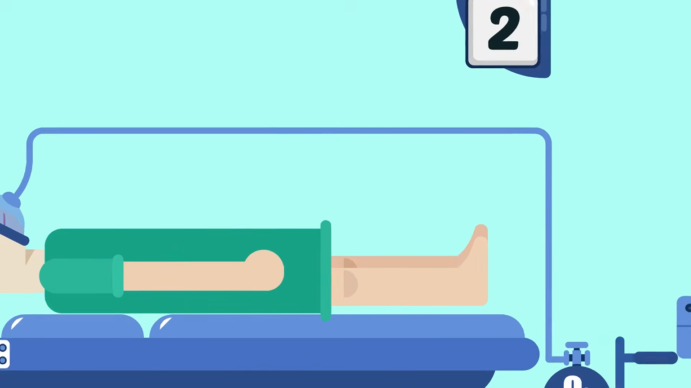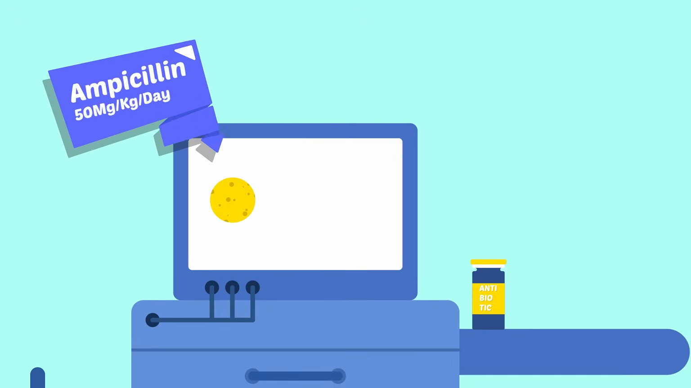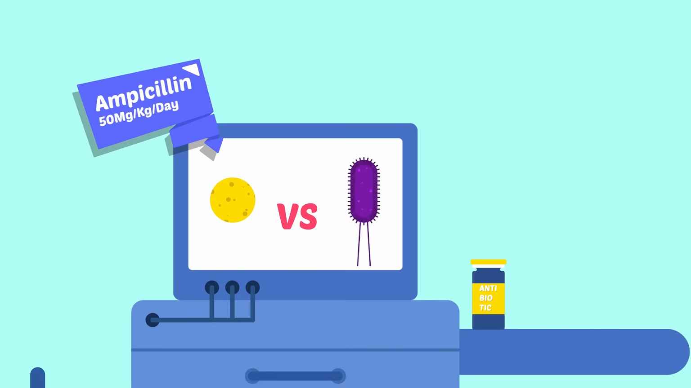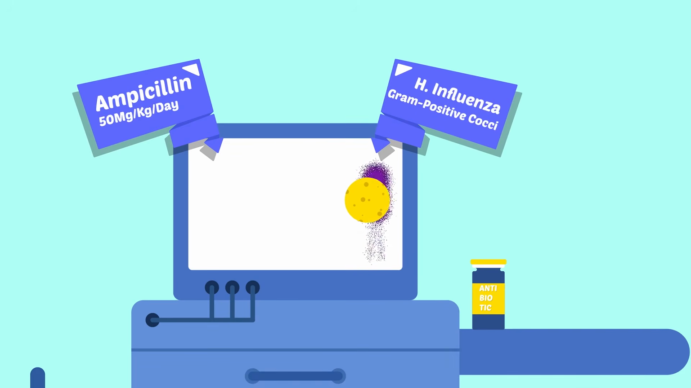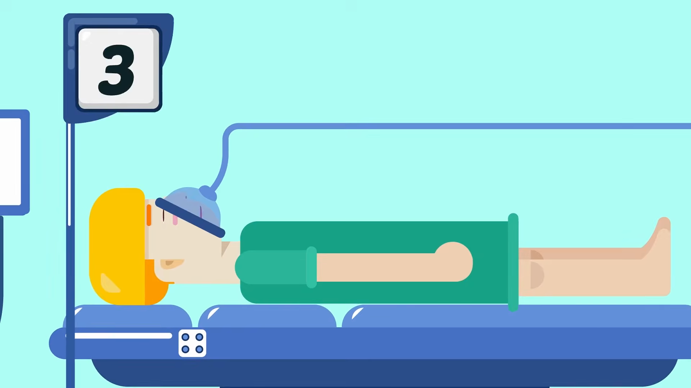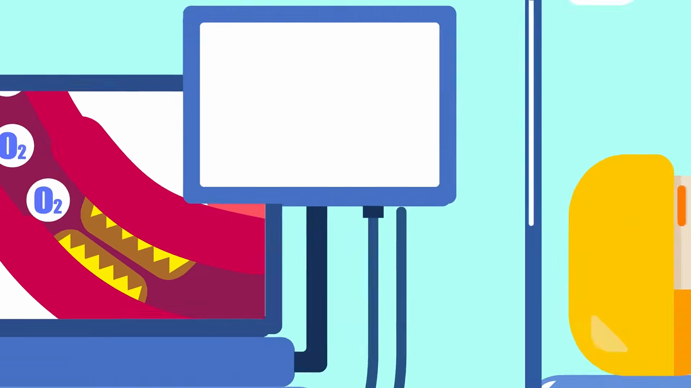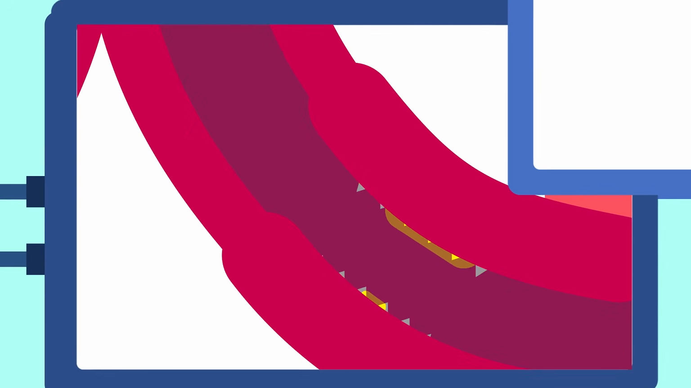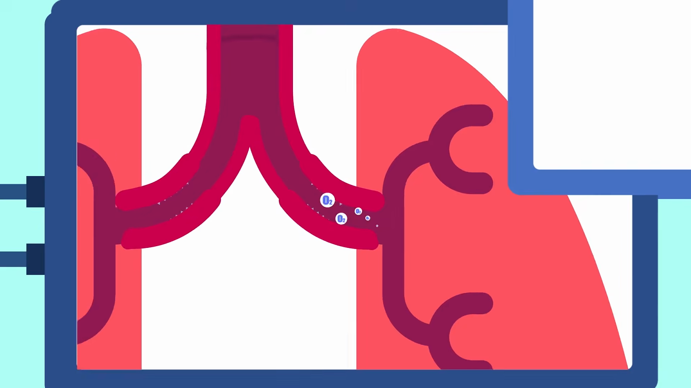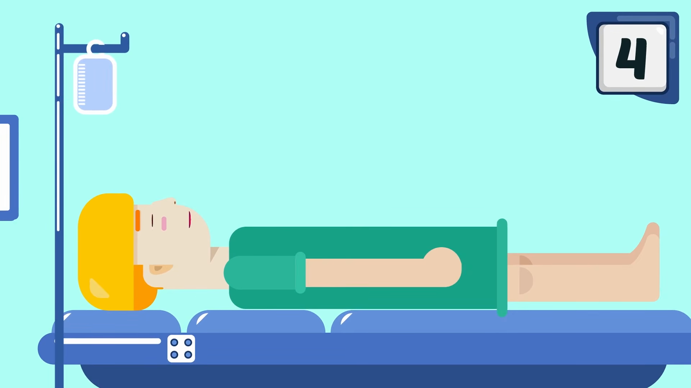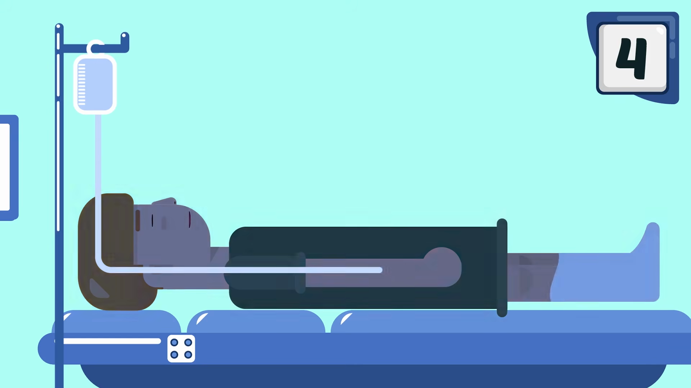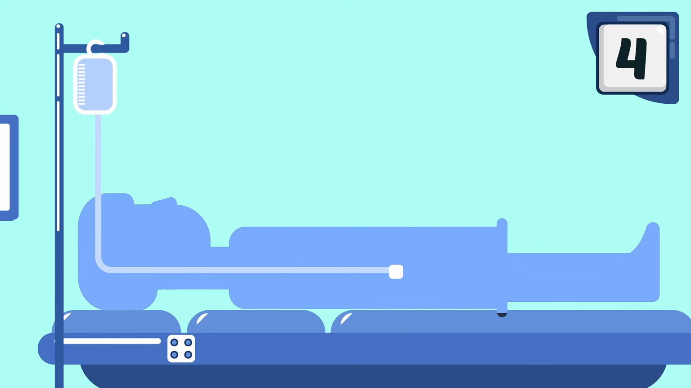2. Antibiotics like ampicillin, 50 milligrams per kilogram a day, in divided doses, are effective against secondary infections due to gram-positive cocci and H. influenzae. 3. Humidification helps to soften crust and tenacious secretions which block the tracheobronchial tree. 4. Parenteral fluids are essential to combat dehydration.